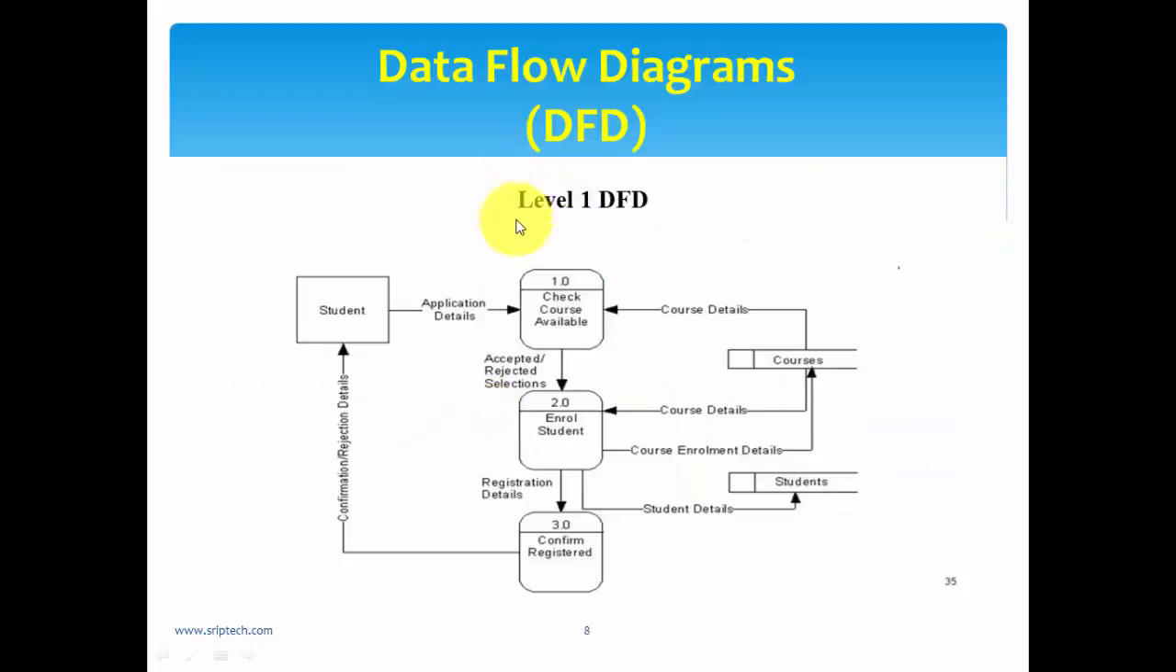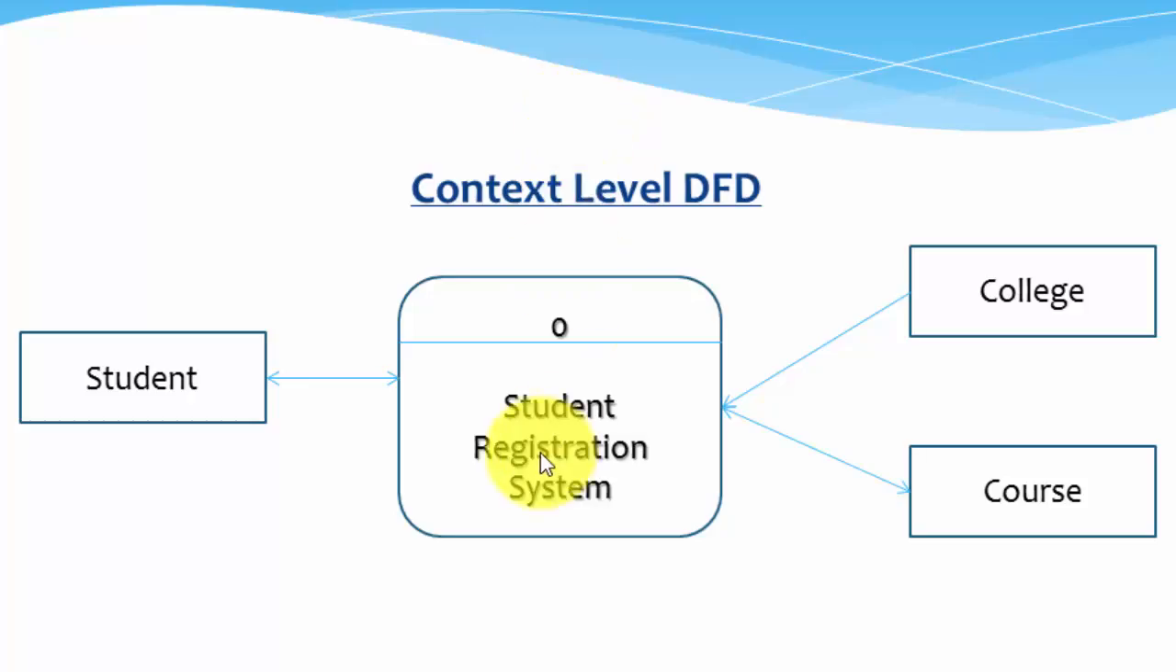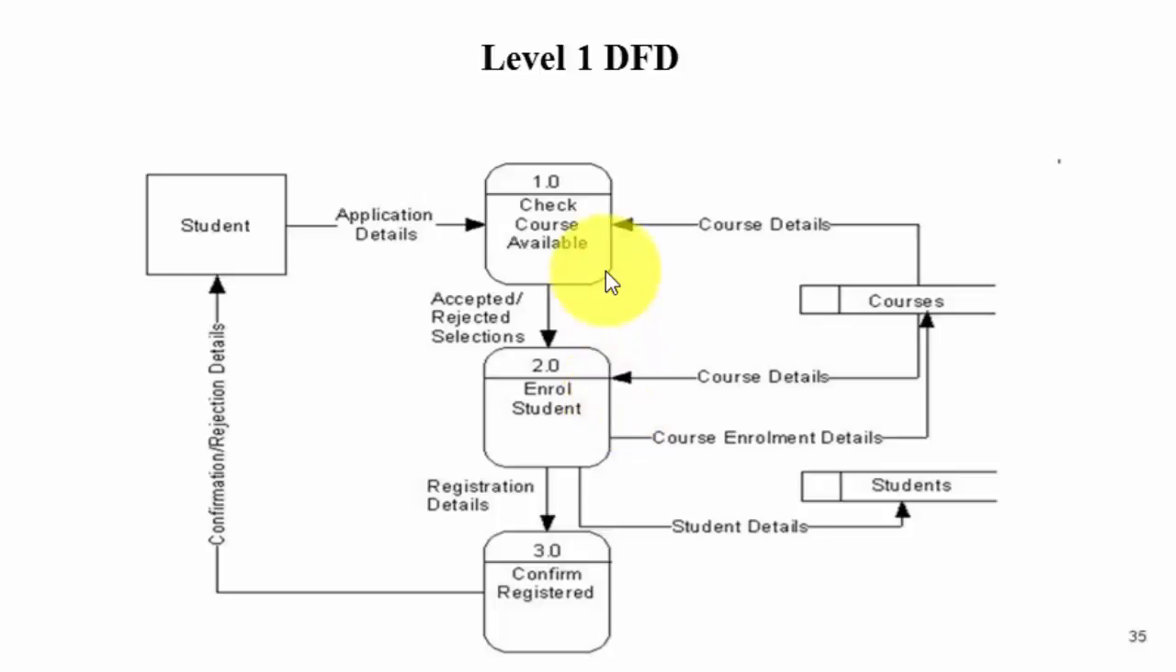So I have only taken level 1 DFD into picture here, where that entire system, the student registration system process, has been broken down into 3 sub processes. Check course available as one process, enroll student as another process, and confirm registration as another process, and I have named these processes 1.0, 2.0 and 3.0. And know that each process is calling another process in a sequential order here.